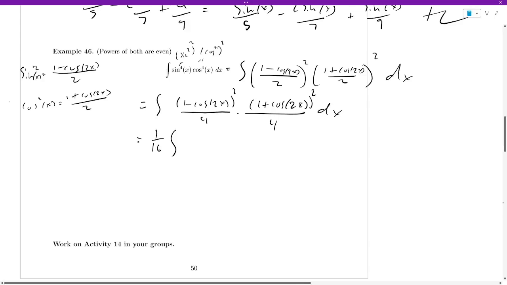Cool. And then what you have left over is the 1 minus cosine 2x squared, 1 plus cosine 2x squared. You can just FOIL this out. I will show you a nice trick, which is that, remember, whenever you have something squared times something else squared, it's the same thing as taking the first thing times the second thing and squaring that whole thing. So here we have something squared times something squared. It's going to be the same thing as 1 minus cosine 2x times 1 plus cosine 2x. And then the whole thing is squared.